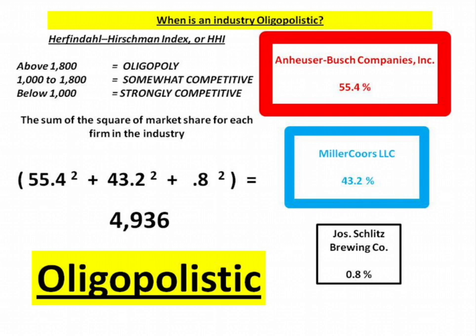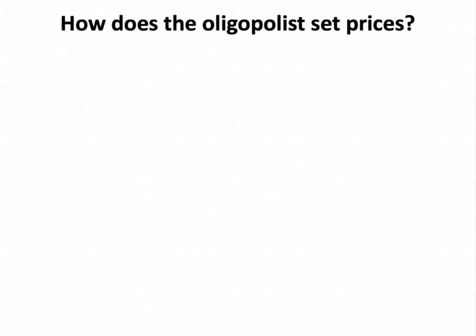So that business is oligopolistic because there are only 3, really 2 major producers and one on the side. Oligopoly, because there are only a few producers. So how do they set their prices?